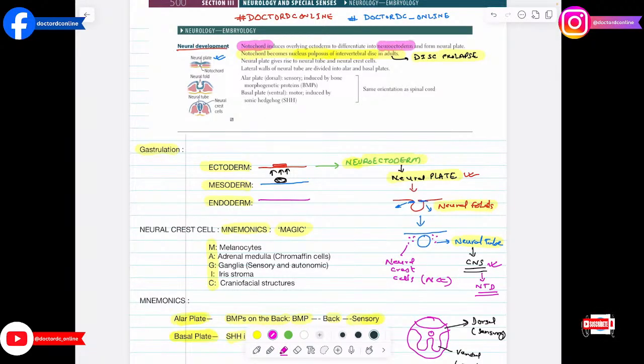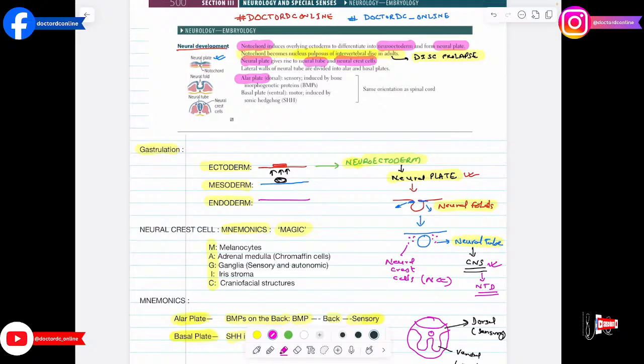Fourth point is the alar plate, the dorsal horn or dorsal side, and it is a sensory neuron induced by BMP. The basal plate is ventral and motor neuron, and it is induced by SHH.